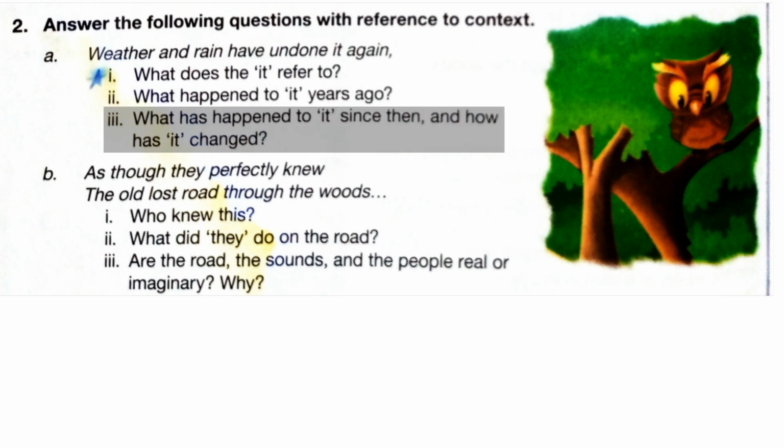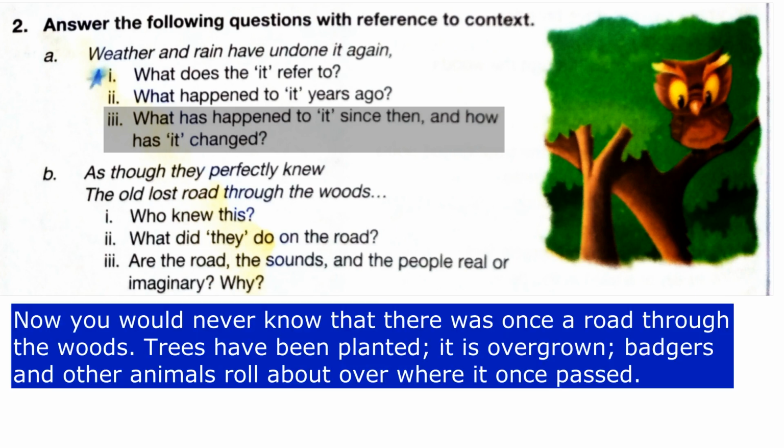Third is: what has happened to it since then, and how has it changed? Answer is: now you would never know that there was once a road through the woods. Trees have been planted, it is overgrown, badgers and other animals roll about over where it once passed.